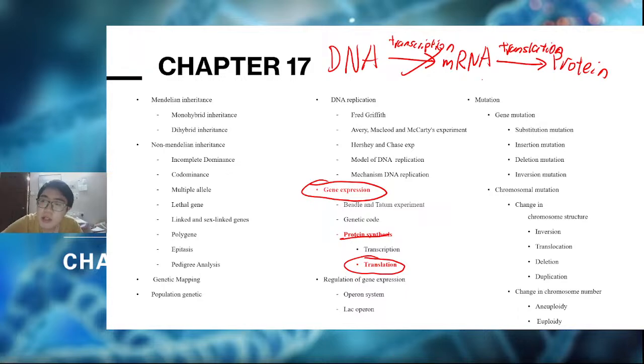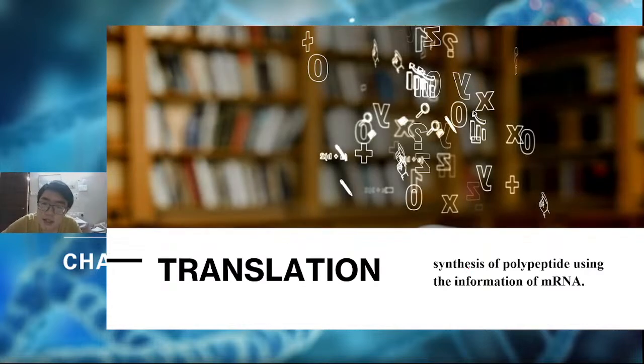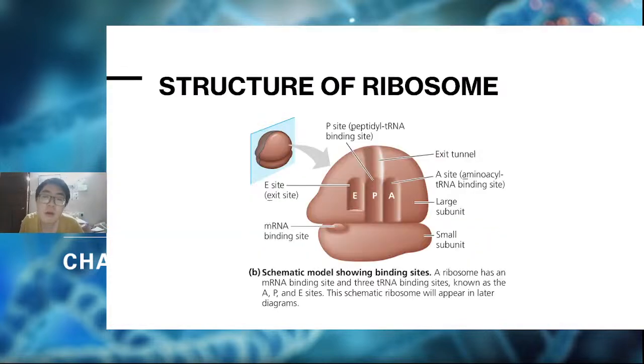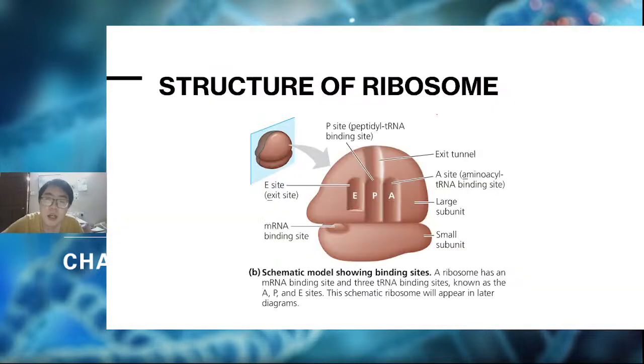So what is translation? Translation is the synthesis of polypeptide using the information of mRNA. The polypeptide chain is the protein, right? Protein using the information from mRNA. Before that, the translation process involves the organelle called ribosome.